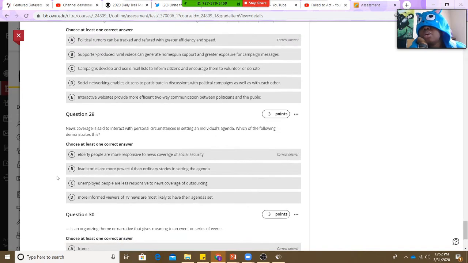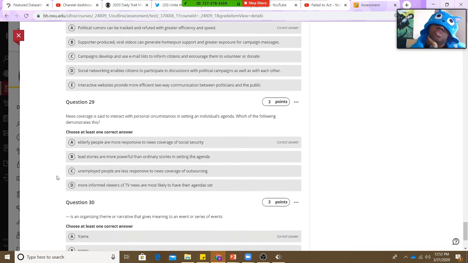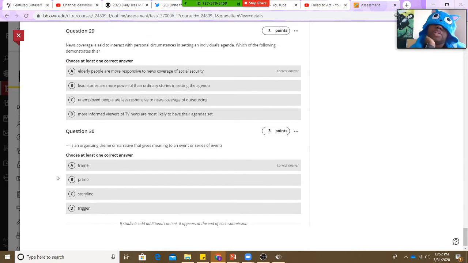29, news coverage is said to interact with personal circumstances in setting an individual's agenda. Which of the following demonstrates this? A, elderly people are more responsive to news coverage of Social Security. 30, blank is an organizing theme or narrative that gives meaning to an event or series of events. A, frame. And that's the end of it.